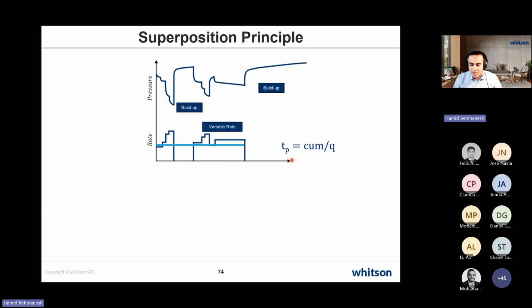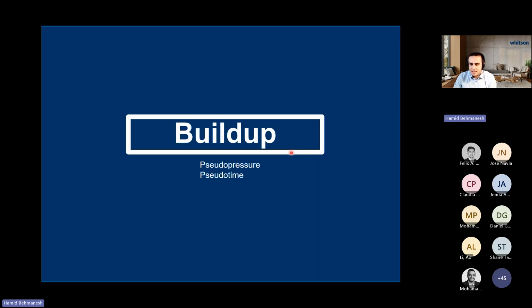There's a time function that we call the material balance time function. A very simplified version of this multi-rate approach is to account for it as a constant rate. That constant rate is simply cumulative production divided by the last Q. That's what we call TP, and we're going to utilize it in the equation.